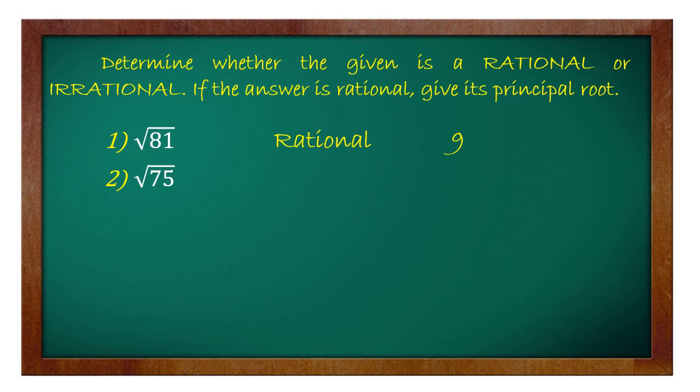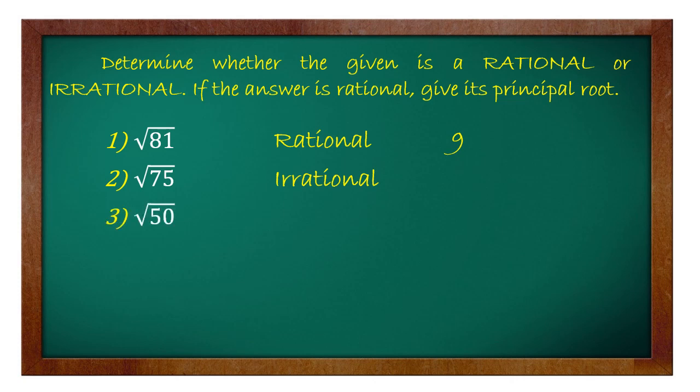Another, square root of 75. You're going to think of a number that if you multiply it by itself, 75 ang sagot. Meron ba tayong integer na pag minultiply mo, 75 ang sagot? Wala. So, that means square root of 75 is irrational.